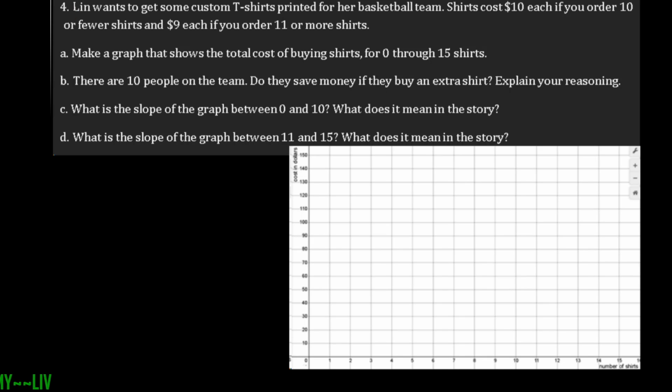sketch some points on here. So we're going to say, okay, if you buy 0 shirts, it's going to be $0. If you're going to buy one shirt, again, we know that if it's 10, so let's actually start there. It's $10 each for 10 or fewer. So let's start there, and that actually is going to be the point (10, 100). And we can make that pattern going down because each shirt costs $10 if we buy 10 or fewer.